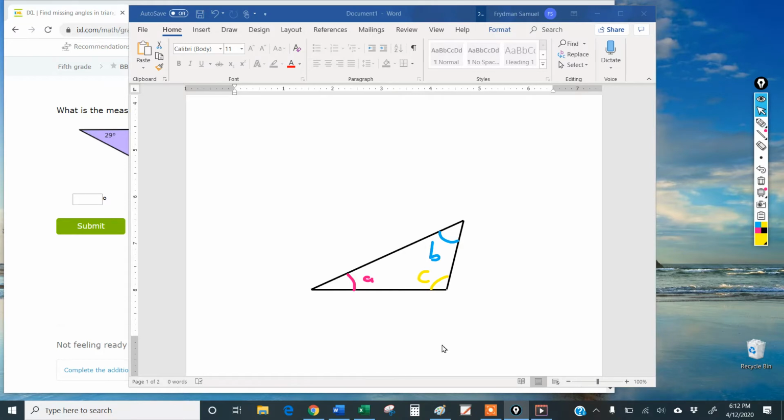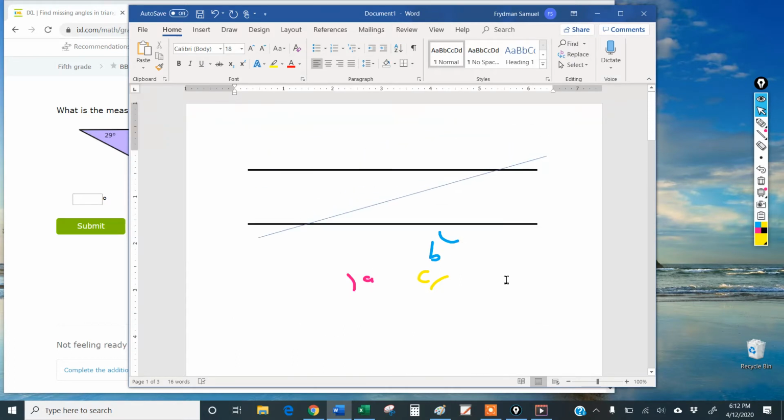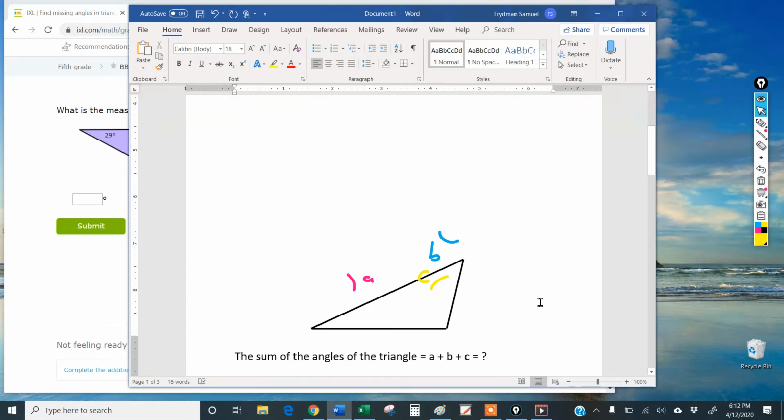And what we're going to try to do is figure out the sum of the angles A, B, and C. So we want to know what is A plus B plus C. That is equal to what? Can we figure it out? Remember, sum just means that we're going to add all of them up. So when I add up A and B and C, what do I get? Well, actually, we can figure it out. And the idea is to use these alternate interior angles right over here.